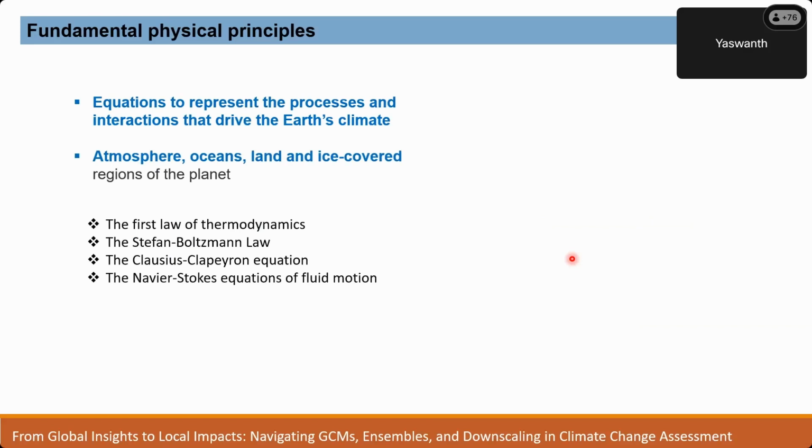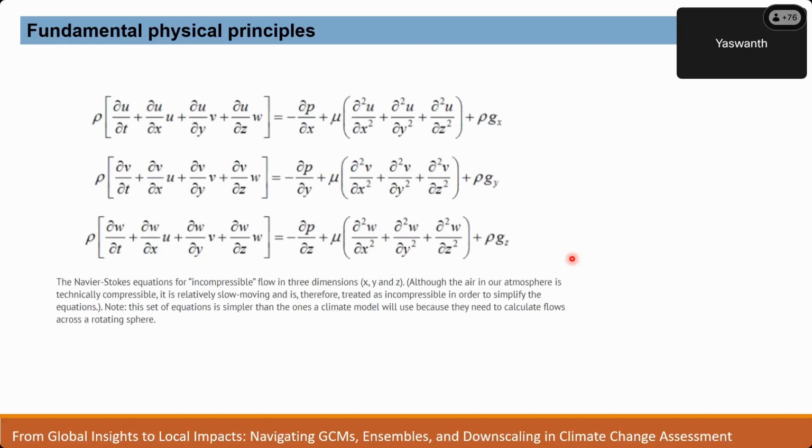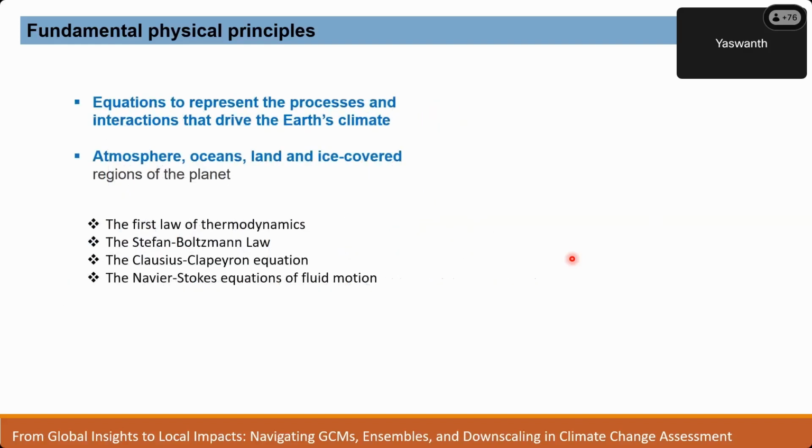So the basic laws that climate models typically follow are the first law of thermodynamics, that is energy conservation in a closed system, the Stefan-Boltzmann law, and the famous Navier-Stokes equation. So solving these complex equations requires a lot of time. That's why they simplify a few of the procedures and run at coarse resolution across the globe.